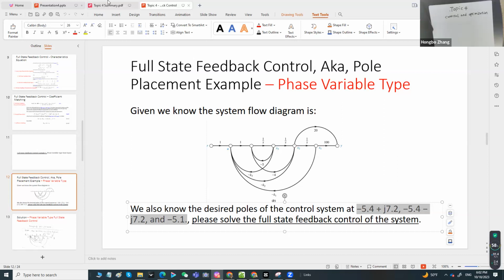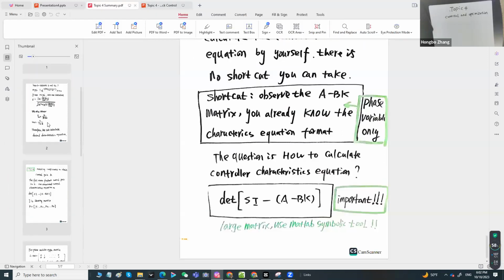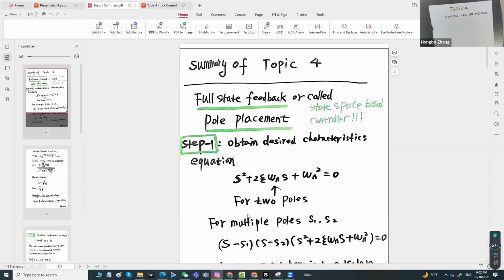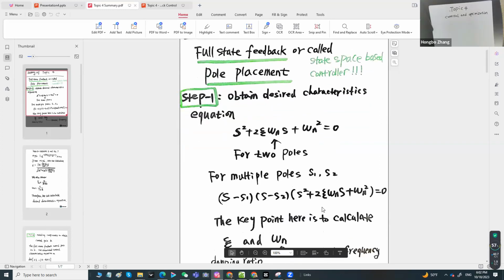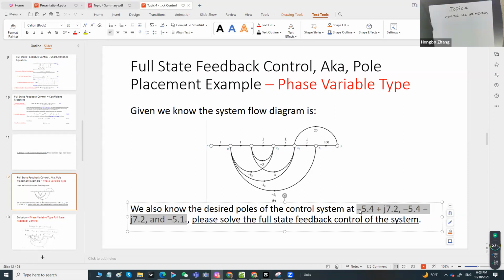You might say, oh no, step number 1 says to calculate your desired characteristic equation, so why are poles given? I'm confused. As long as you know the poles, you can calculate your characteristic equation. How? It's just (s minus s1)(s minus s2)(s minus s3). Multiply all the poles together, and you get the desired characteristic equation.